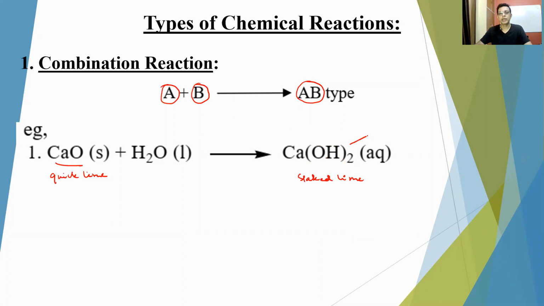But to get the shiny appearance, it takes around 2-3 days because this calcium hydroxide, after painting on the wall, reacts with the carbon dioxide of the atmosphere and produces calcium carbonate. So this is a slow reaction, occurs in 2-3 days. As a result, the white shiny appearance on the wall comes only after 2-3 days.